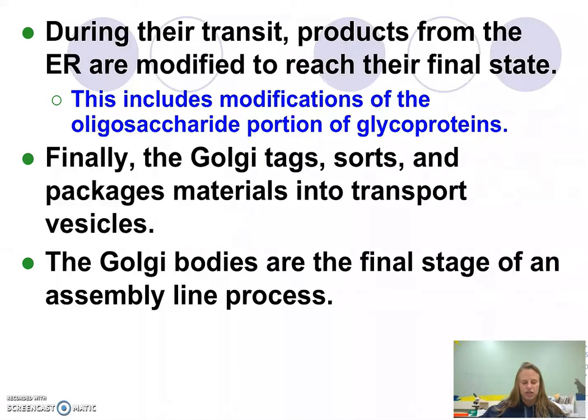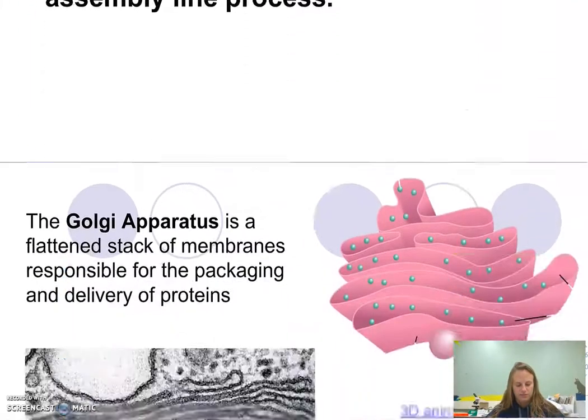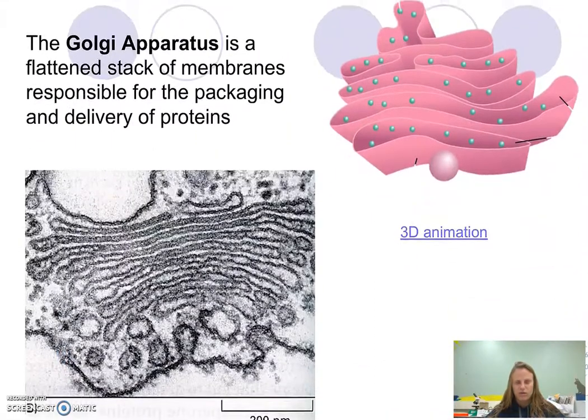Those modifications include the addition of oligosaccharides on the glycoproteins. When we do the cell membrane, we'll talk in greater detail about oligosaccharides and glycoproteins. And then finally, once the appropriate oligosaccharide is attached, or once the appropriate modification has been made to the protein, the Golgi is going to package it into a transport vesicle. Here's a nice little summary.